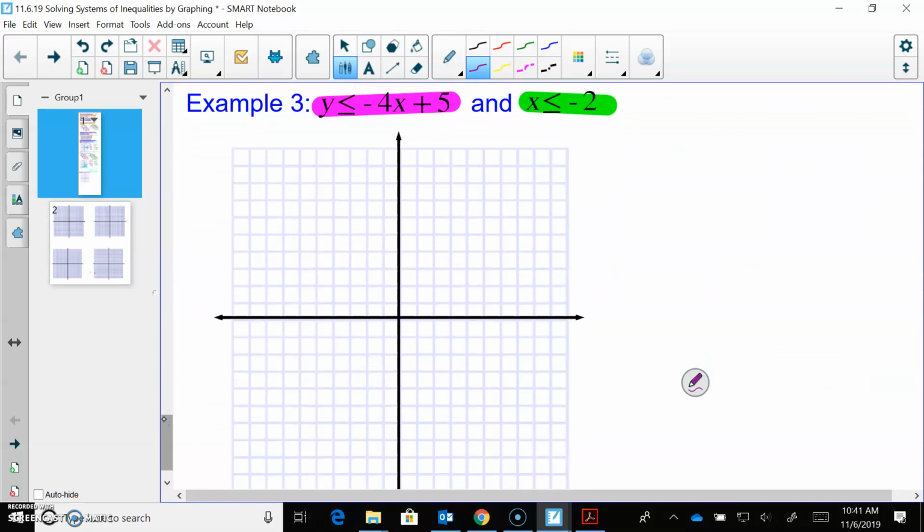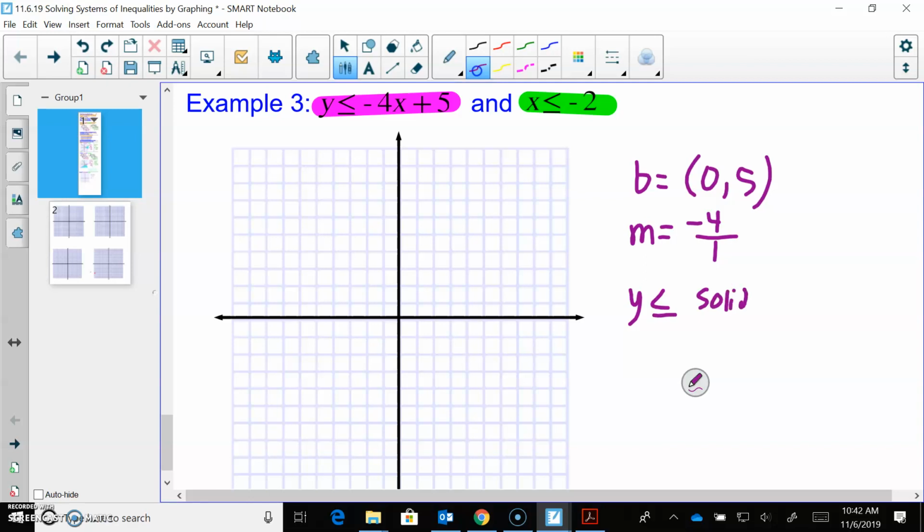Example 3. It's already in y equals mx plus b format, but I wanted to show the kids this because the green inequality is a little different. But for the purple one, my b value is 0, 5. My slope is -4, but I have to have a number on the bottom, so it is a 1. When I look at y as less than or equal to, because it has a line underneath, that tells me it's going to be a solid line. And because it's pointing toward the y, I'm going to shade below.